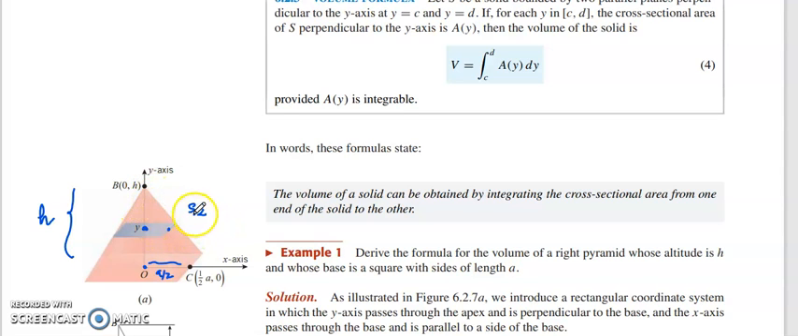Now we need to find the value of s. Once I get the value of s, I can find the area of this square. Then you integrate that area from 0 to h, since the height varies from 0 to h. If we use this formula, we can find the volume of this pyramid. Now let us see how to find the value of s. To find s, I am going to take a triangle.